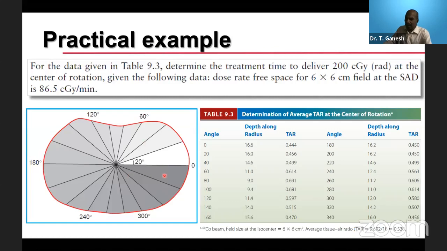So you divide the body contour into multiple sectors like this, and at each angle you measure the depth, and for that depth find out the tissue air ratio. So tabulate like this. So in total you will find 18 depths, and for 18 depths when you add all the tissue air ratios, this is the value that you get, 9.692. So the average tissue air ratio is 9.692 divided by 18, 0.538.